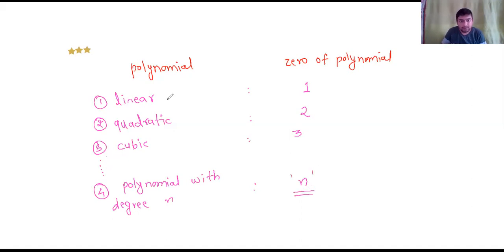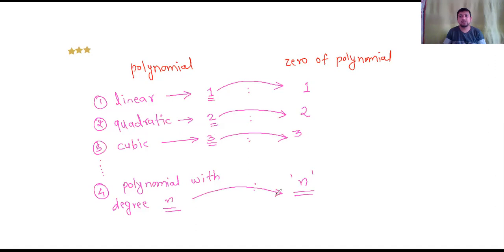See, if it is linear, what is the degree here? What is the degree? 1. So you got 1 zero of polynomial. If it is quadratic, what is the degree of a quadratic polynomial? 2. So you got 2 values of zeros. Cubic, that means degree 3. So you got 3 zeros of polynomial. Similarly, if you have a polynomial with degree n, it will have n zeros of polynomial.